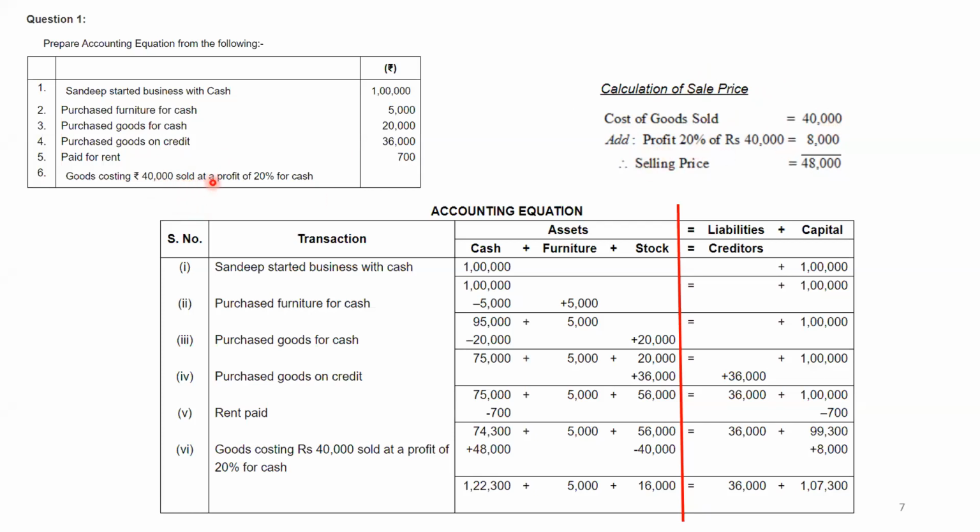And profit of 20%. That means he has sold at a profit of 20%. That means 20% of 40,000: 2 fours are 8, that means 8,000. So the total becomes 40 plus 8, which is 48,000. Is everyone able to get how they got 8,000 from 20%? Yes, sir. 20 divided by 100 into 40,000.